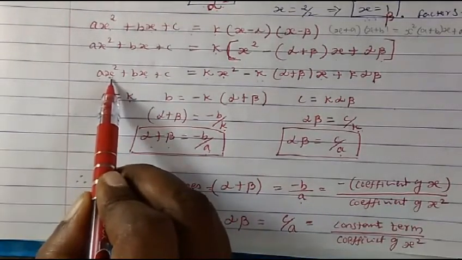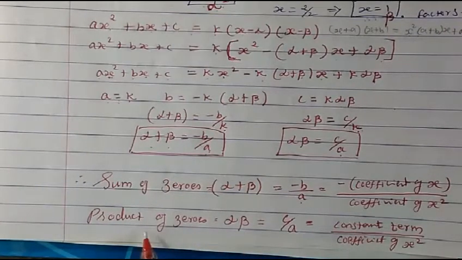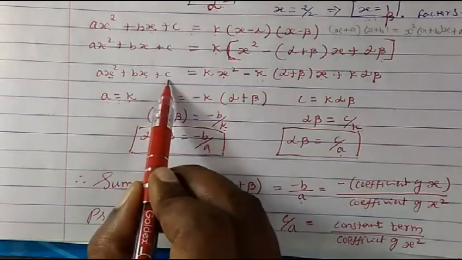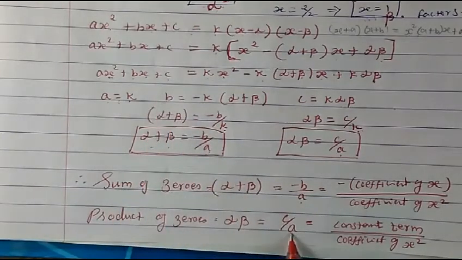A is the coefficient of x square. In the same way, the product of zeros, that is alpha into beta, is equal to c upon a. C is what? C is a constant term. It can be any number. Then a, we said, is the coefficient of x square. Now this is the relation. You'll be wondering what this relation is. I'll explain it to you with an example.